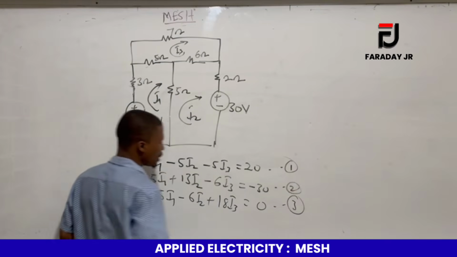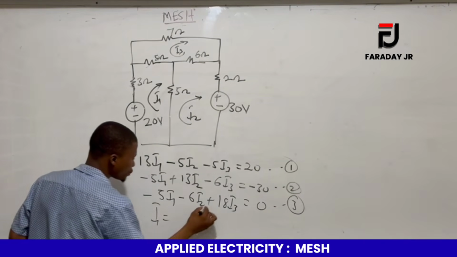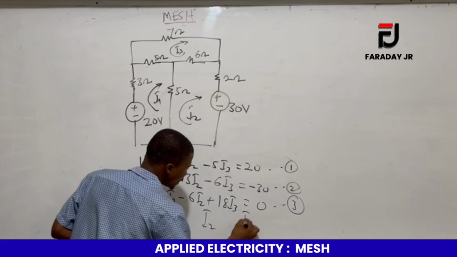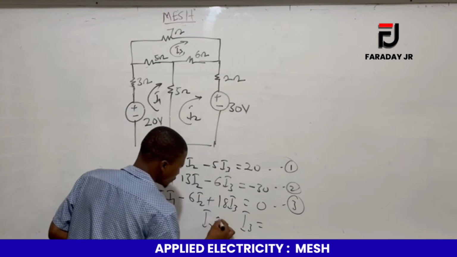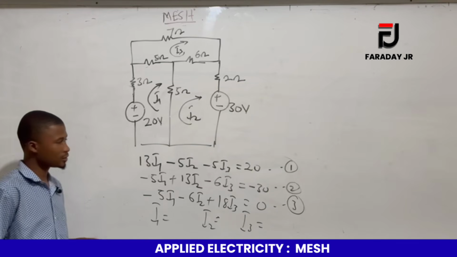Equation 3. So after you're done, you just solve them simultaneously. So it means our values of I1, I2, and finally I3. So can you give us the values? What did you get in your calculator?